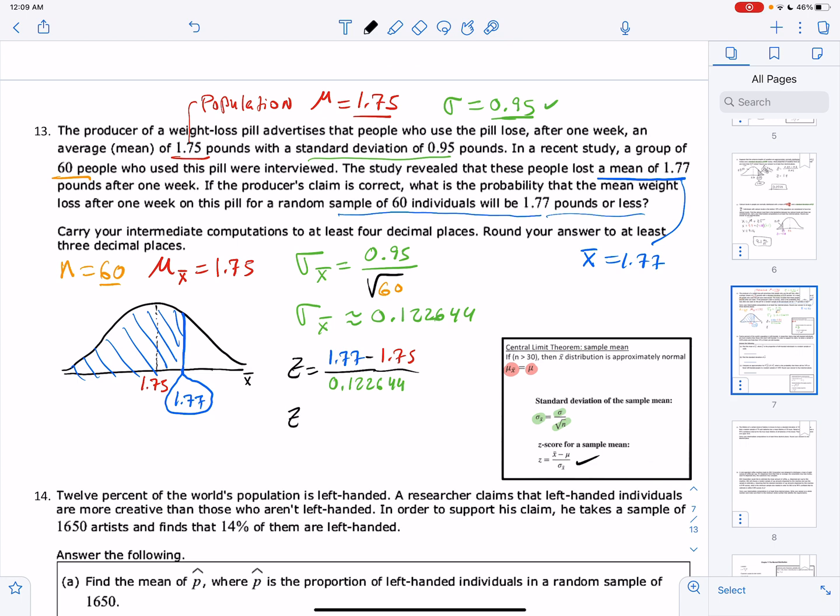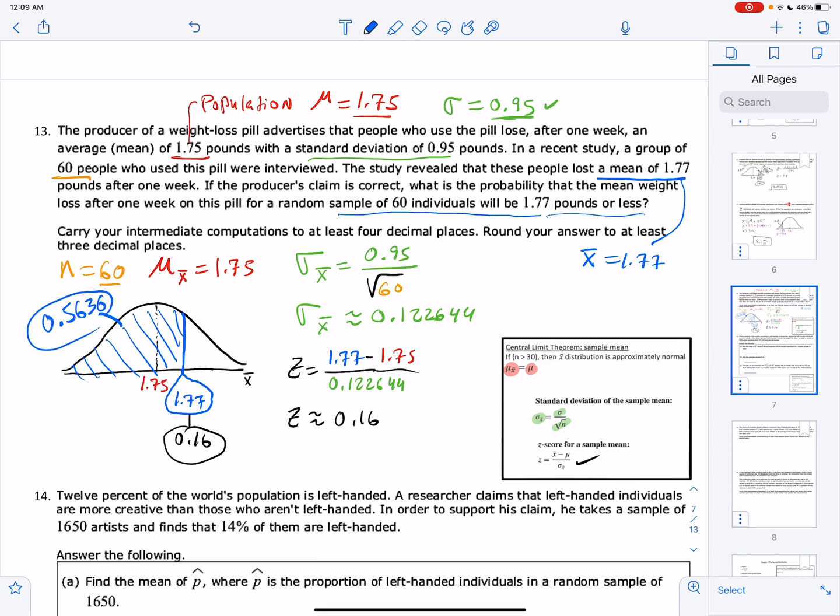We find the z value of that, and that's going to be approximately 0.16. So this z value is approximately 0.16. We look that up on our z-table, and we get the answer. The area to the left is 0.5636.